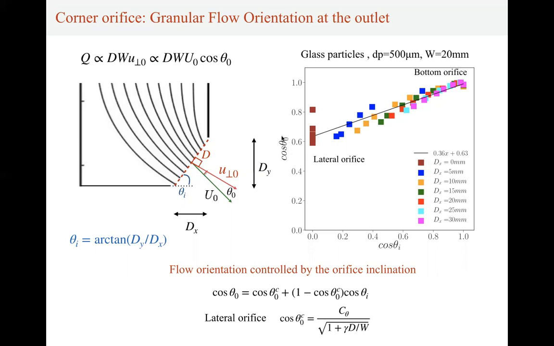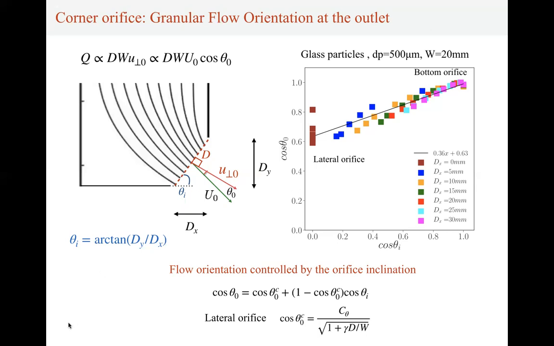And if we plot the orientation of the central streamline versus the orientation of the outlet, we find a linear variation. Here it's all the experiments, and we find a linear variation. Here we use a large silo, so we don't have a strong effect of the confinement. That means that the orientation of the central streamline is completely controlled by the orifice inclination.